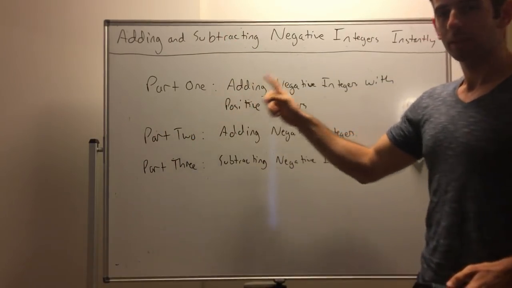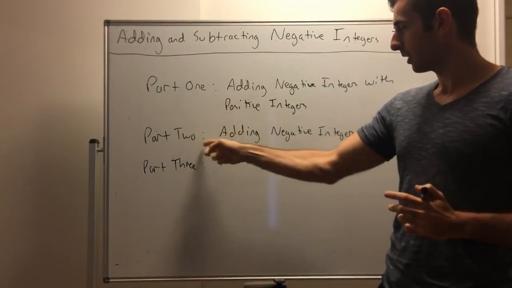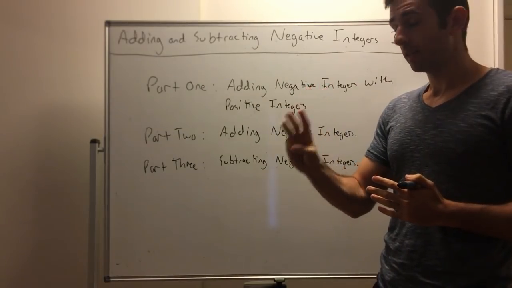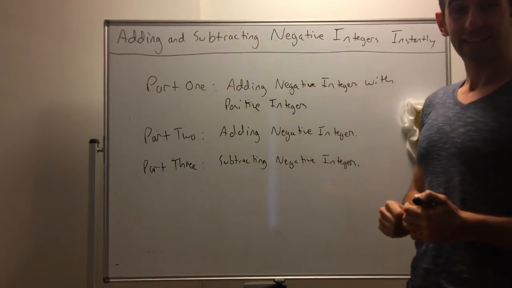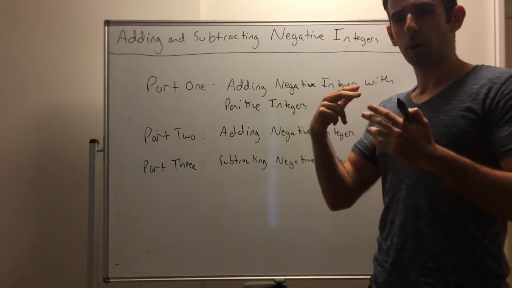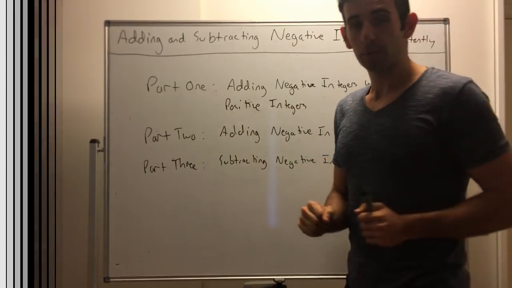Part 1, adding negative integers with positive integers. Part 2, just adding negative integers. And part 3, if you stick to the end, I'll be showing you subtracting negative integers. So make sure to stick to the end because I'll show you and explain why 2 negatives equals a plus. Alright, so let's just get into it straight away.